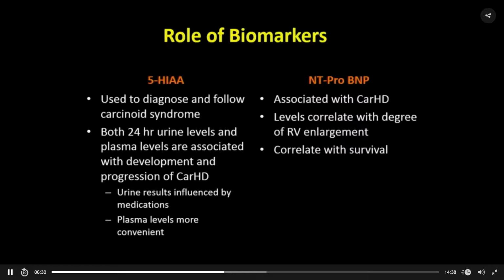NT-proBNP is a biomarker that we're well acquainted with. It too is associated with the development and progression of carcinoid heart disease, and levels correlate not only with the degree of RV enlargement, but also with survival.